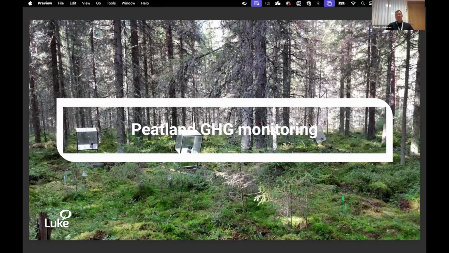Then when we know where we have those peatlands, what we can do is monitor the greenhouse gas exchange of those lands. And this is actually a photo from Ranskalankorpi where we have some automatic chambers also in order to measure the soil fluxes.